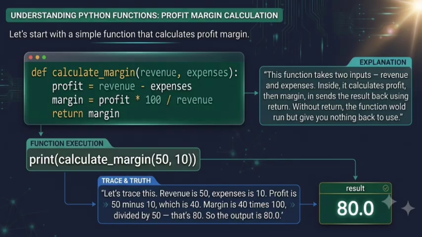Let's trace the data for a second. If our revenue is 50 and expenses are 10, the profit is 40. The margin is 40 times 100 divided by 50, which equals 80. So the real star of the show here is that return keyword. Because honestly, without return, this function would run perfectly, do all that beautiful math behind the scenes, and then give you absolutely nothing back to use in the rest of your program. It'd be like cooking a massive dinner and then just throwing it in the trash.